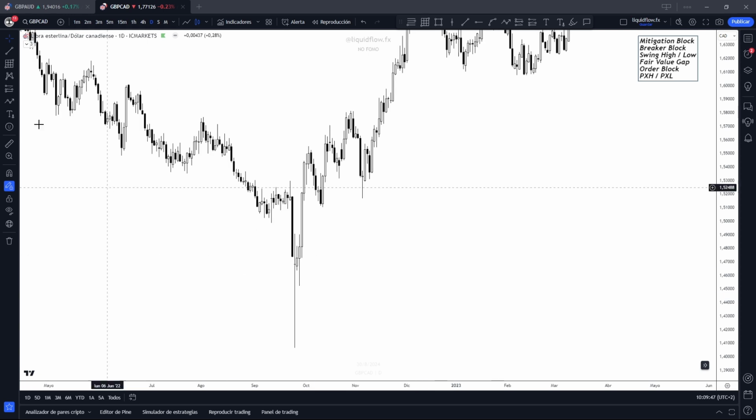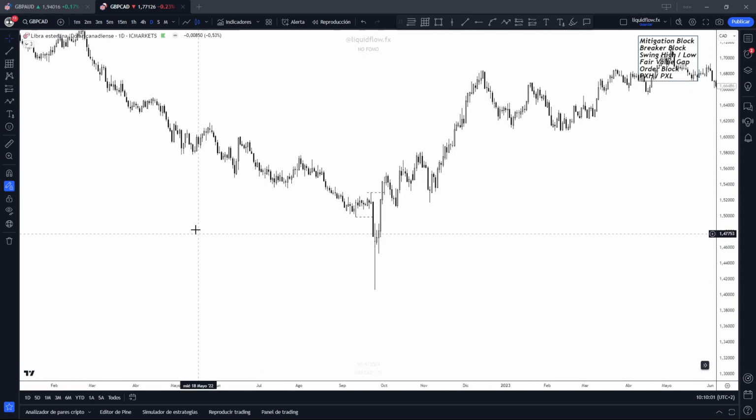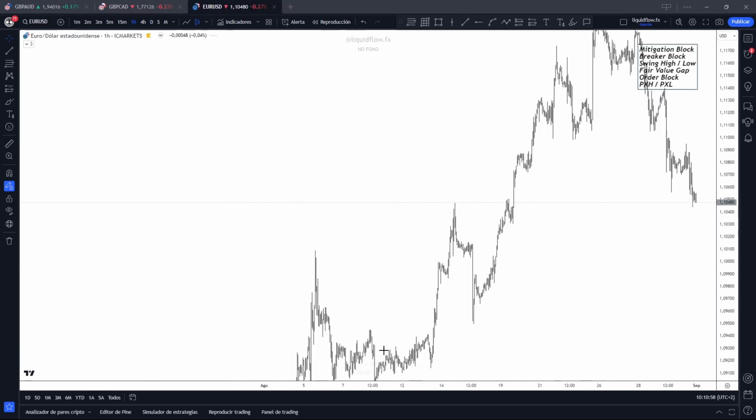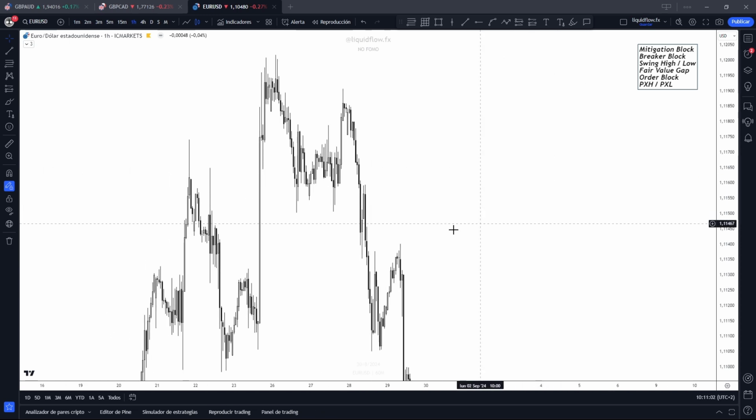Okay, we could use this one again. Sweep of liquidity, break of structure, fair value gap. That is a very, very clear order block. Okay, now we go over some bearish order blocks.